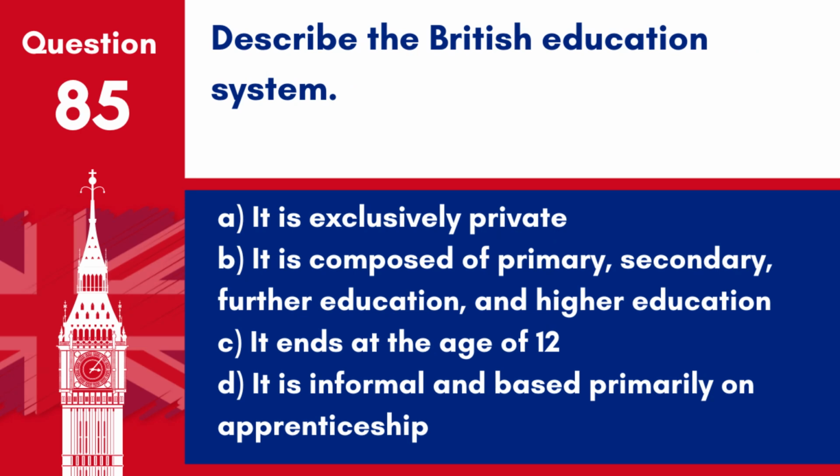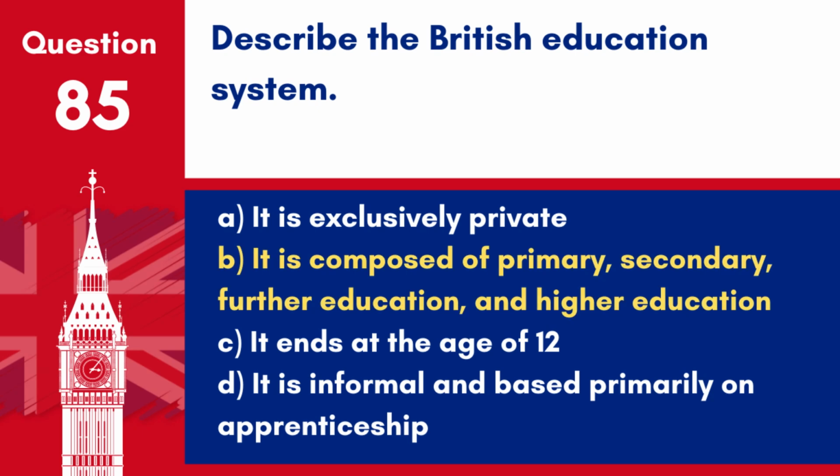Question 85. Describe the British education system. A. It is exclusively private. B. It is composed of primary, secondary, further education, and higher education. C. It ends at the age of 12. D. It is informal and based primarily on apprenticeship.